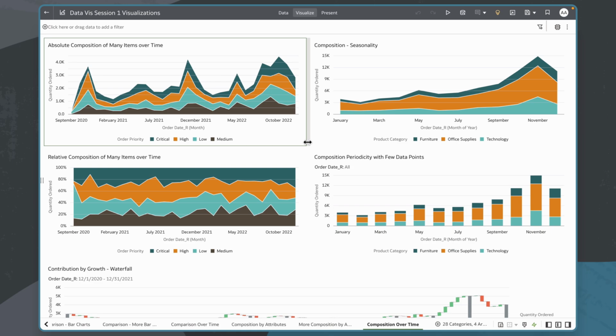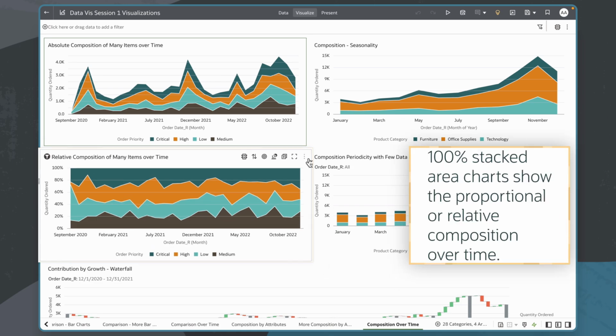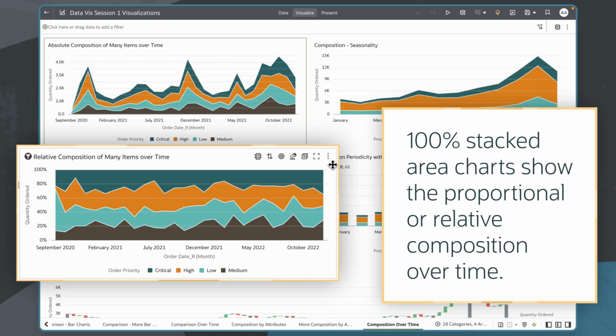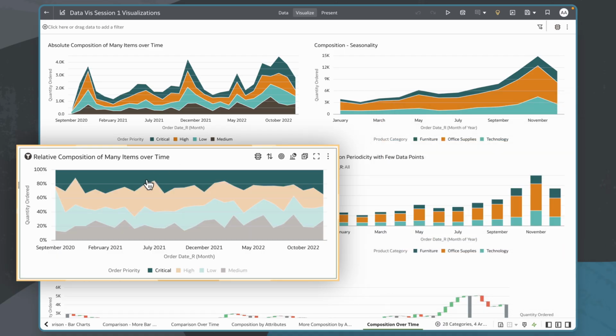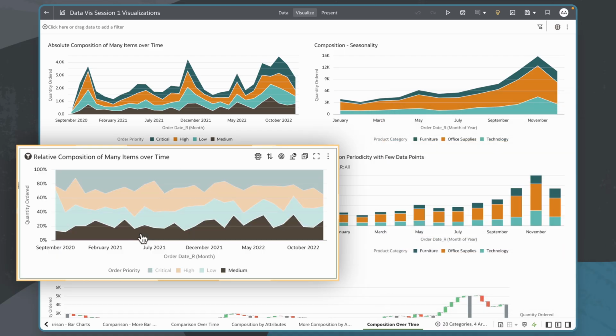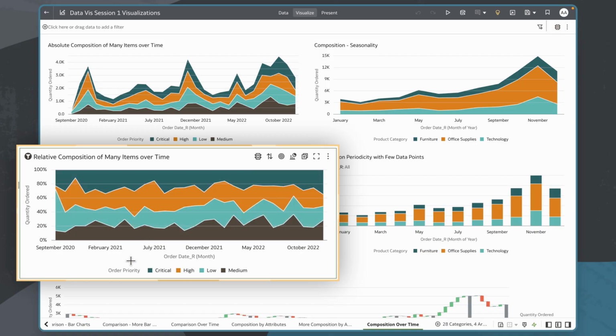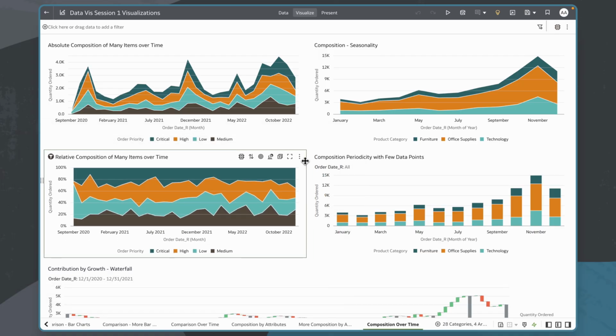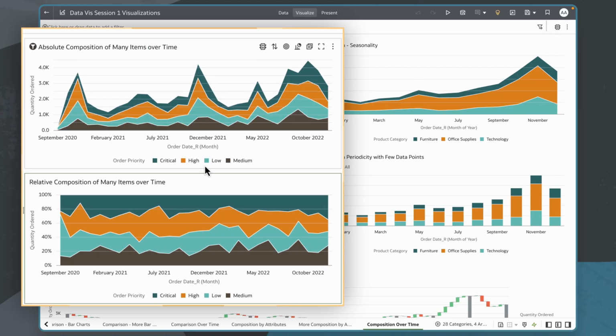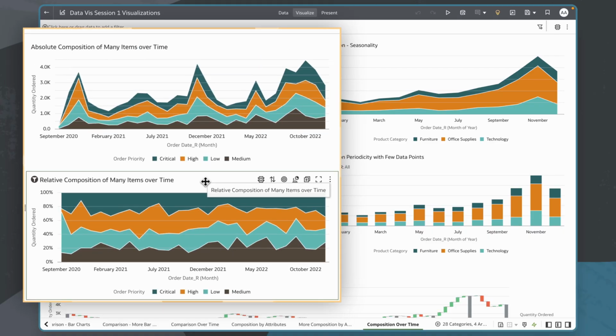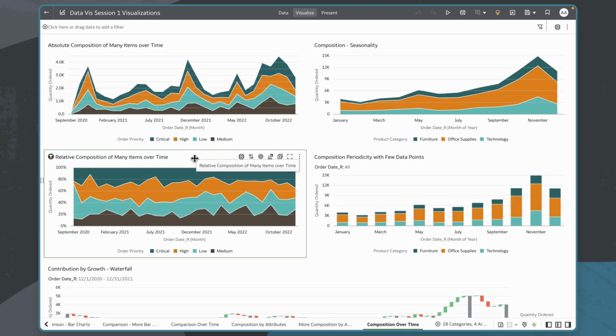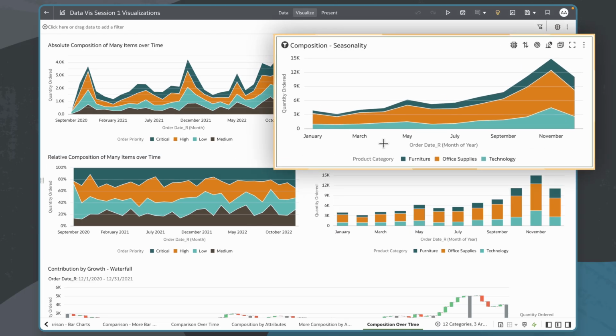When I want to better understand proportional or relative composition over time, I can use the 100% stacked area chart. Here, I don't see the absolute drops or rises in quantity ordered, but I can see more clearly how much each category part makes up the whole. These two stacked area charts show me the benefits of choosing either absolute or relative composition charts, depending on what I want to understand. I can also show composition by seasonality.